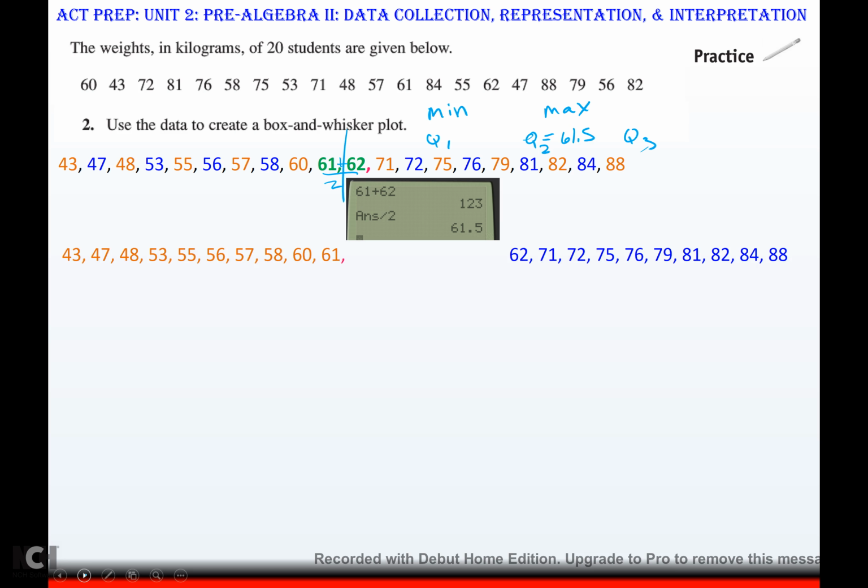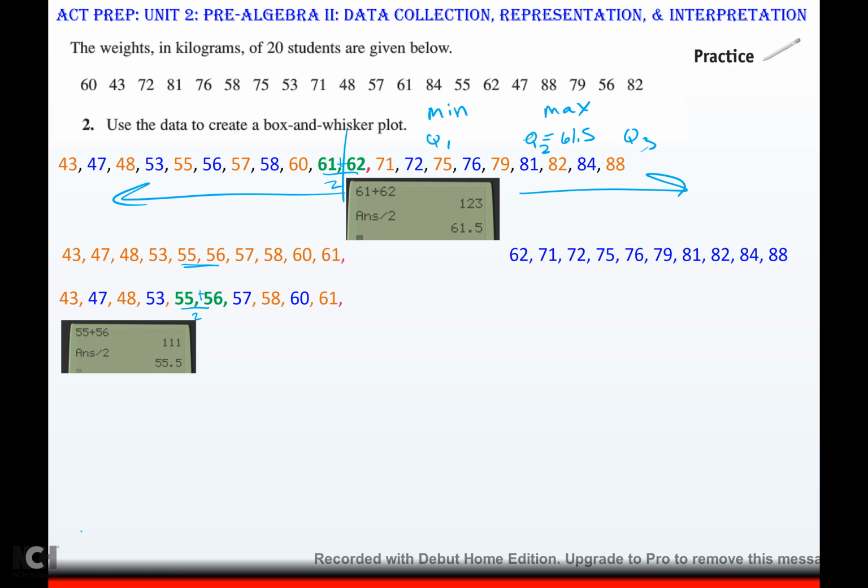So next, to get my quartiles, I split the data, and I put this half here, and this half here, and you do it again. In the middle, I've got a tie between these two, so I add them up, divide by 2, and my first quartile then is 55.5.